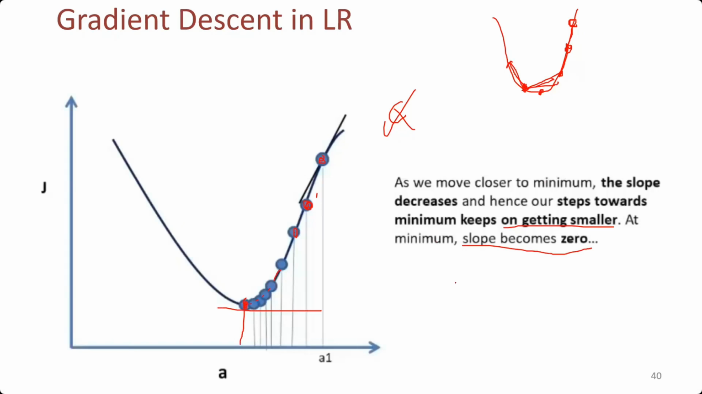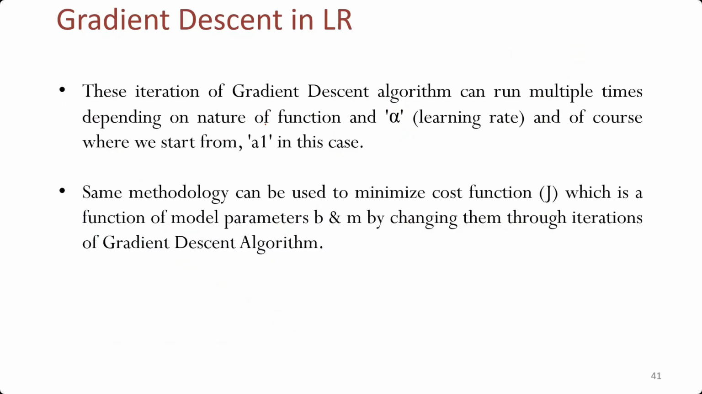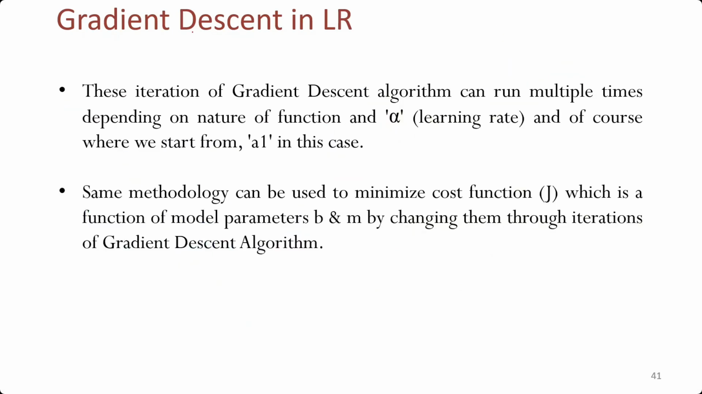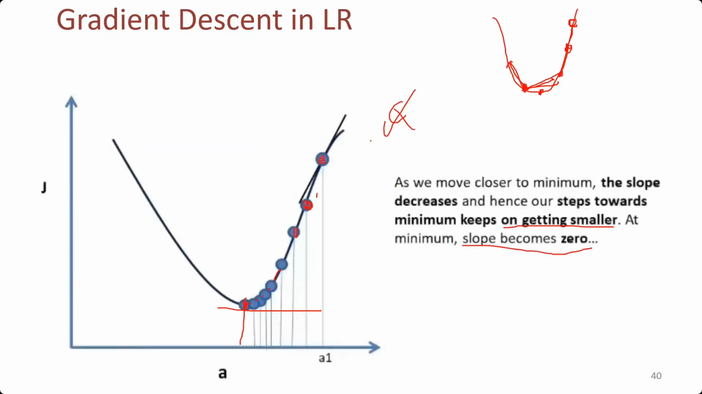This is how we calculate the gradient descent. To summarize, in LR the iterations of the gradient descent algorithm can run multiple times depending on the nature of the function and alpha, that is the learning rate. And of course, where we start from, that is the random value that we choose.